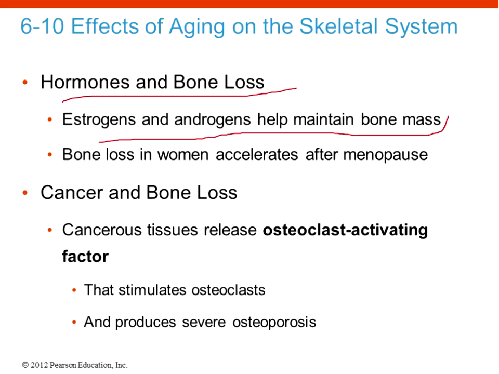Hormones, again, play a significant role. Estrogens and androgens help maintain bone, so when you lose those hormones, your bone loss will accelerate, especially in women. Certain cancerous tissues can release osteoclast activating factor. It stimulates osteoclasts and can produce severe osteoporosis. I know in multiple myeloma, that's one of the things that happens: people have severe bone issues and really super high blood calcium levels, because the osteoclasts are breaking down bone so much, releasing tons of calcium into the bloodstream, and that can cause other problems like kidney issues. So those are the types of things we're seeing with aging. Aging definitely takes a pretty significant toll on the skeletal system.